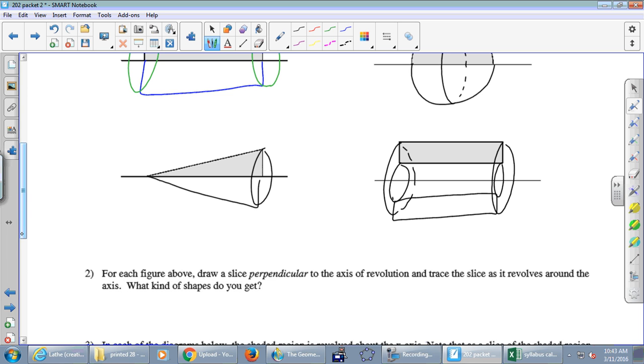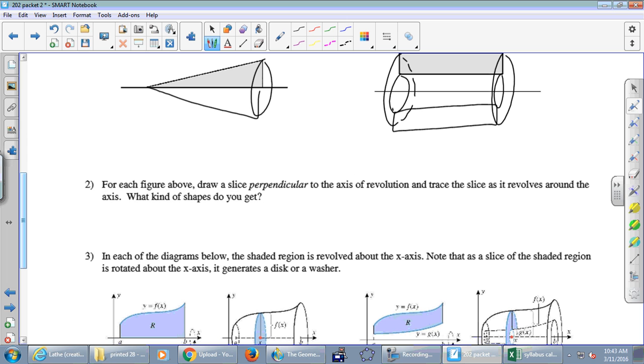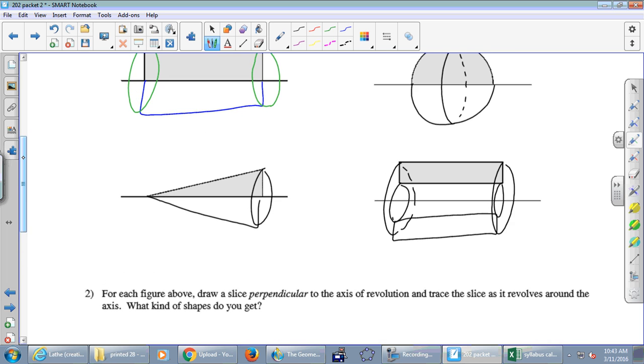Okay, number 2 says, for each figure above, draw a slice perpendicular to the axis of revolution. So we'll just do one of these guys here. Well, maybe 2. Let's do this guy right here. So we're going to draw a slice perpendicular to the axis, perpendicular to the line we're spinning around. Remember, our slice is just a little rectangle. And we're going to take that rectangle and let it spin all the way around. And so we let that rectangle spin all the way around. We get something that we might call a disc, right? It's a disc. No holes in the middle. That one is solid all the way through. I don't want to call it a circle because it's got a little bit of thickness, right?